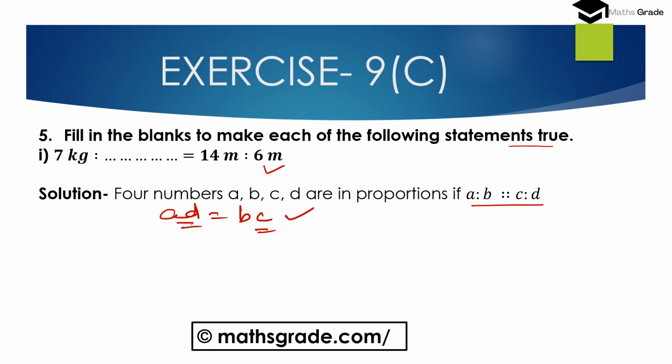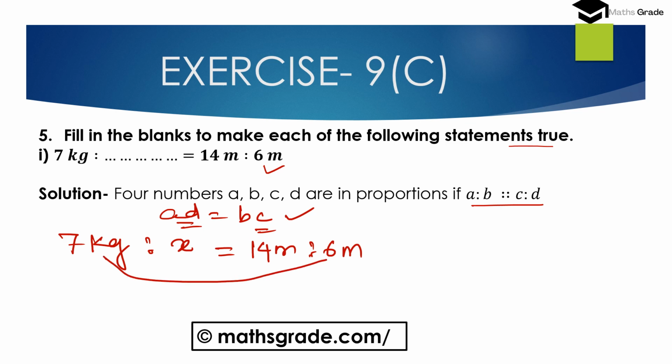Now 7 kg is to dash is equal to 14 meter is to 6 meter. We have to find this missing term. Let the missing term be x. That is 7 kg is to x is equal to 14 meter is to 6 meter. Now product of extremes will be 7 kg multiplied with 6. That is 7 multiplied with 6 is equal to x multiplied with 14.